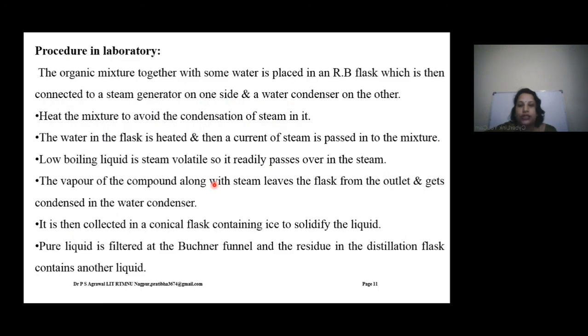Such are the processes which are followed in the laboratory. So this is all about the distillation processes.